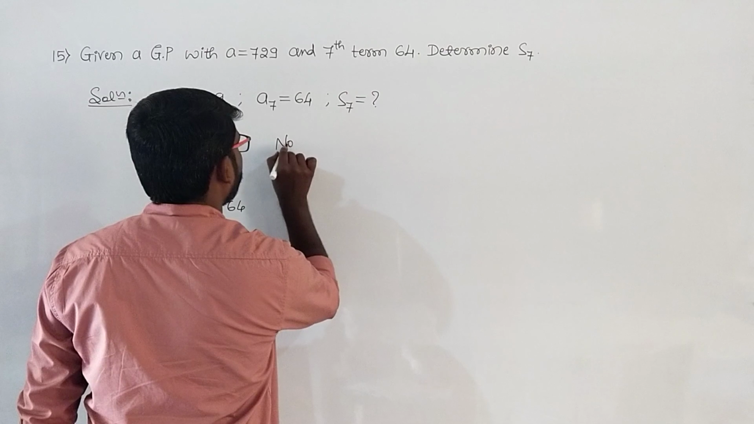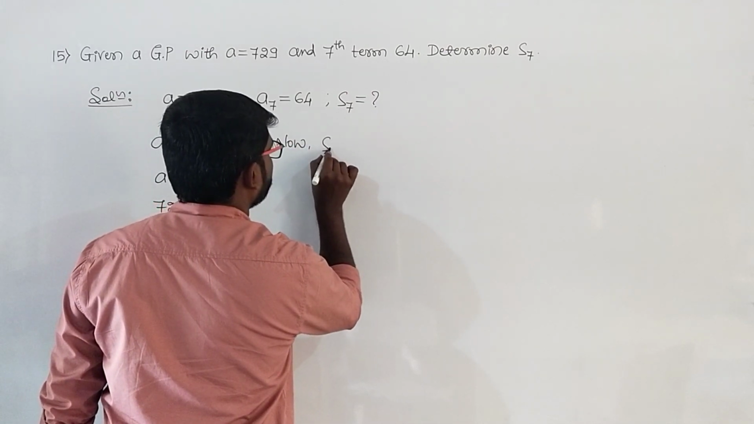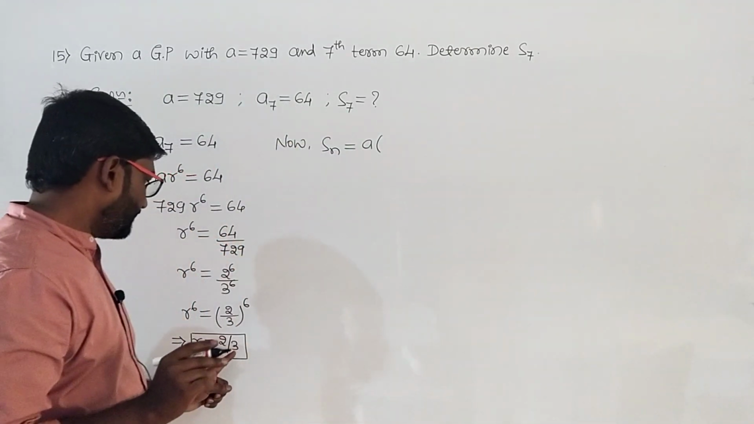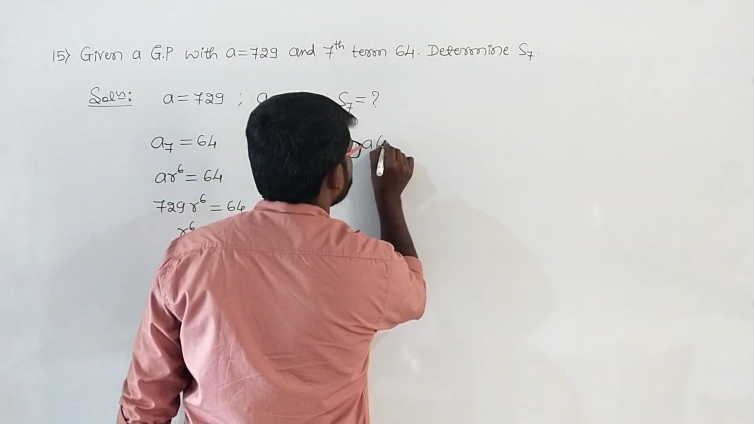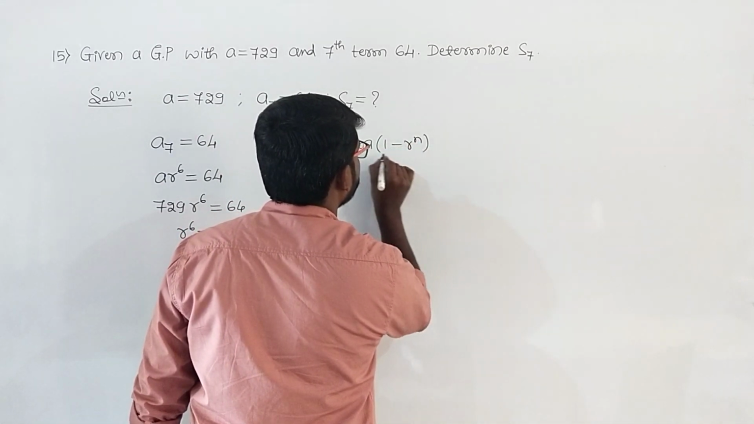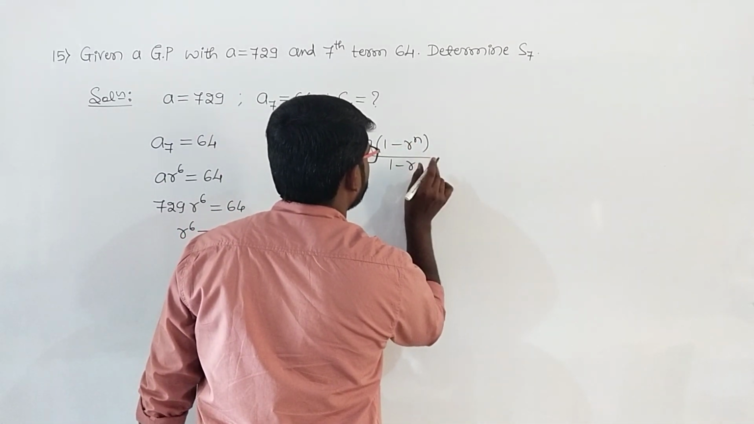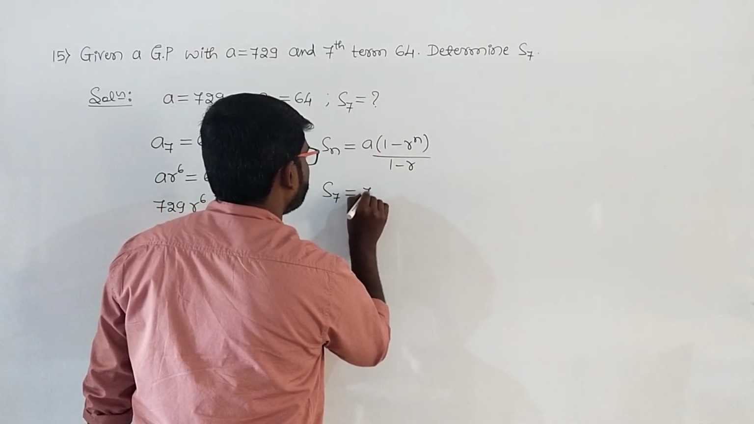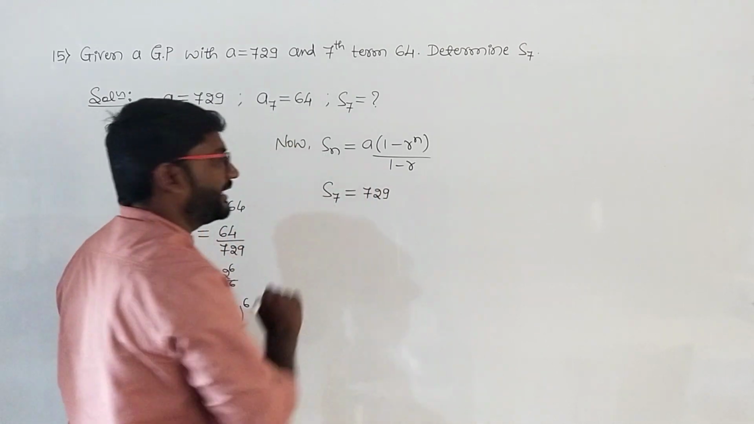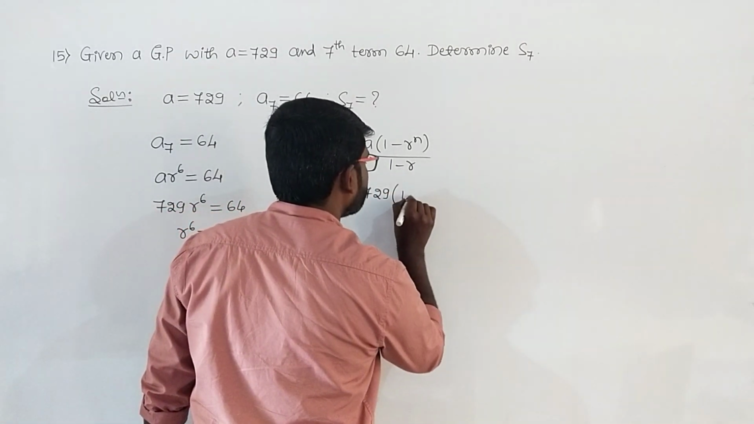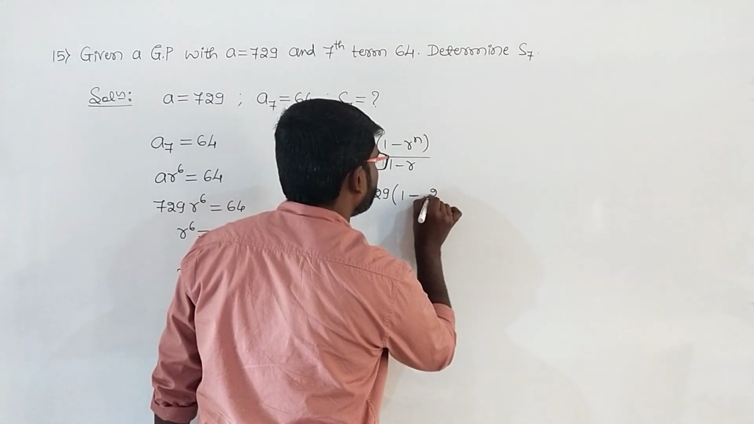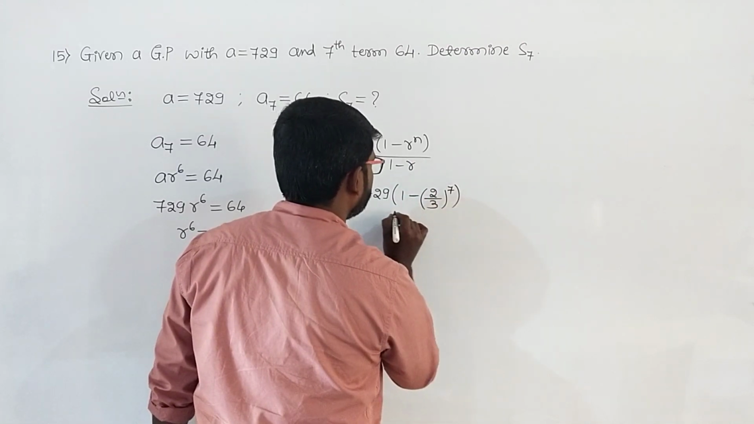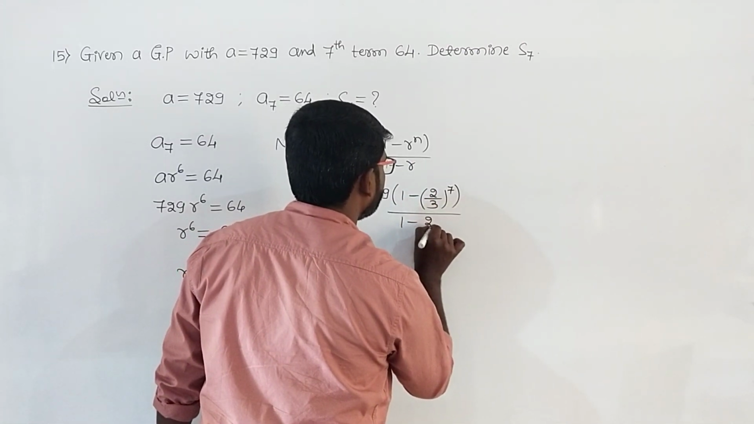Now S7 or Sn, which is equals to A into, the ratio is less than 1, it is 1 minus R raised to n divided by 1 minus R. What is n here? It is 7. So S7, which is equals to 729, that is the value of A, into 1 minus R. R, it is 2 by 3. 2 by 3 to the power n. N is nothing but 7. Then whole divided by 1 minus 2 by 3.